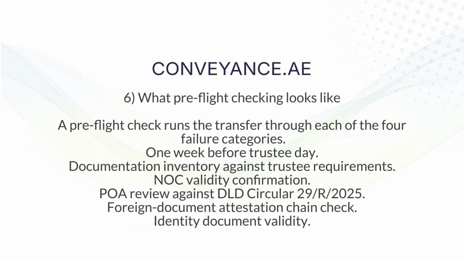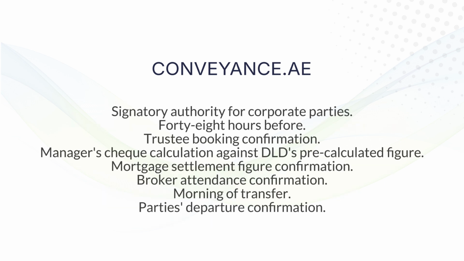6. What pre-flight checking looks like. A pre-flight check runs the transfer through each of the 4 failure categories 1 week before trustee day. Documentation inventory against trustee requirements. NOC validity confirmation. POA review against DLD Circular 29R 2025. Foreign document attestation chain check. Identity document validity. Signatory authority for corporate parties. 48 hours before trustee booking confirmation.